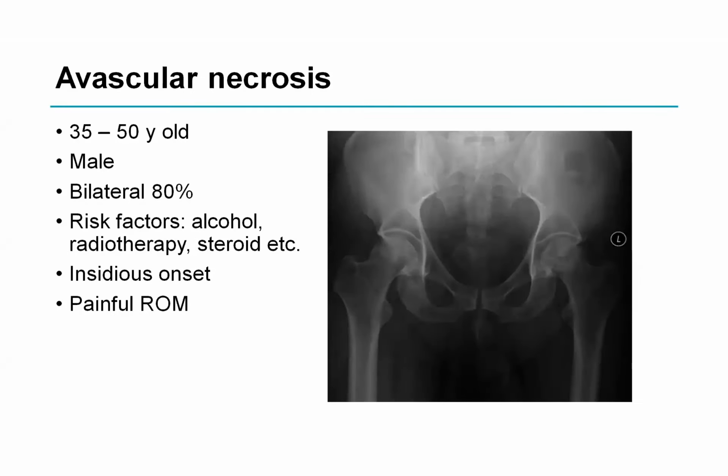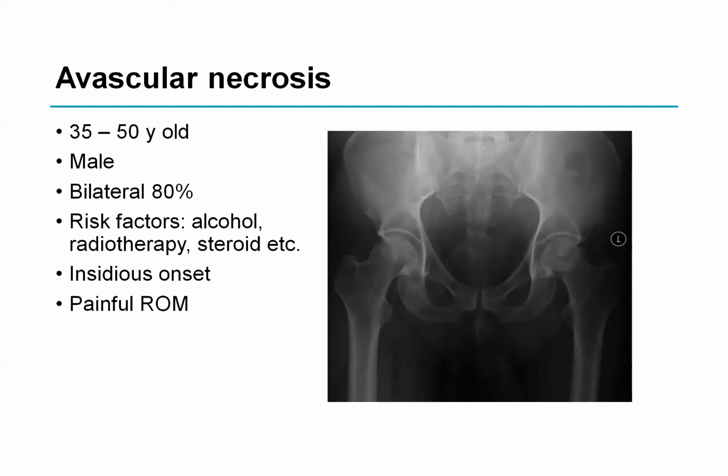Avascular necrosis patients are slightly different. Those patients are a little bit younger, 35 to 50, usually male. It is usually bilateral, but they don't necessarily present simultaneously. They present with one hip and later on the other hip. And you'd want to be looking for risk factors for avascular necrosis. There's a long list of risk factors; common ones are steroids and alcohol, but there are many more.